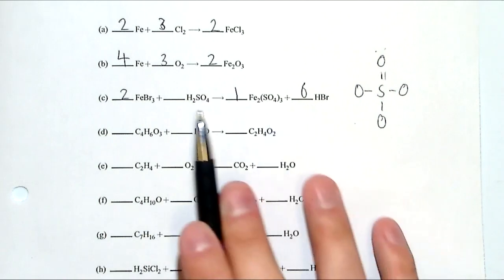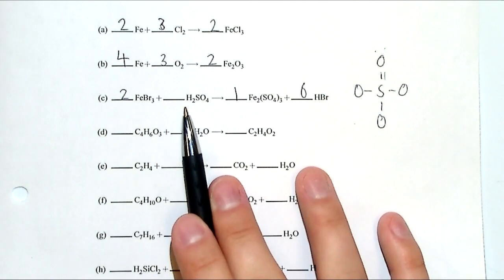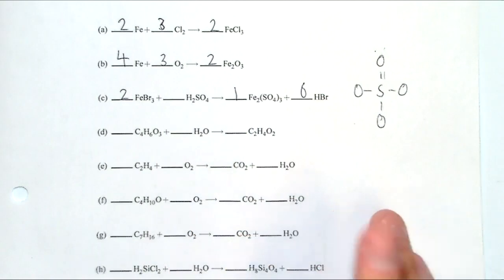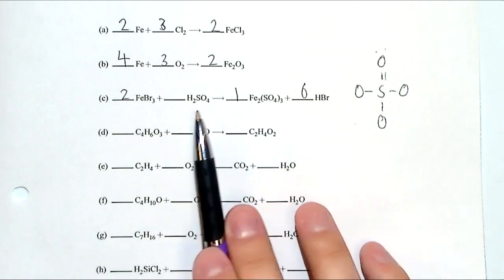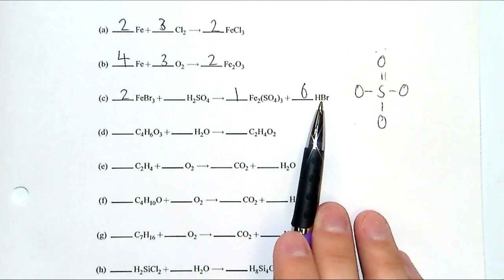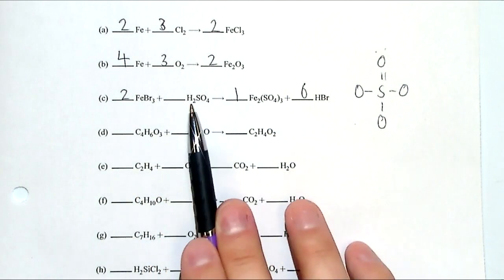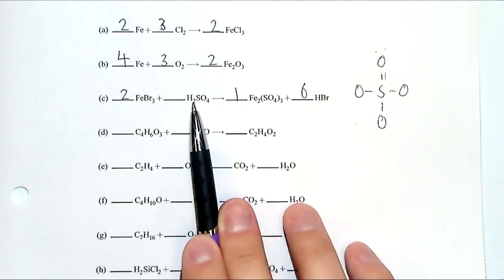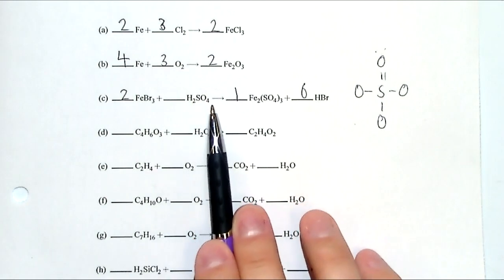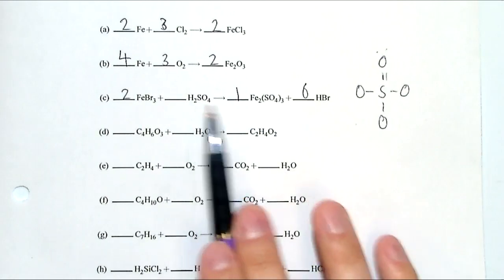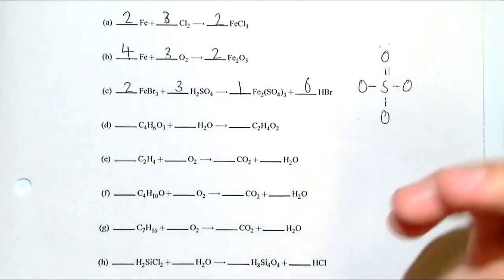There's 6 hydrogens here, and there's 2 here. So that means we're going to need what number? Wait. Since we did the 6 right here, we have 6 bromines, and on this side we have 6. But now we're looking at our hydrogen and our hydrogen. So what coefficient do we need in front of our H2SO4 to get the same amount of hydrogens? 3. Perfect. Yep, we're going to need a 3.